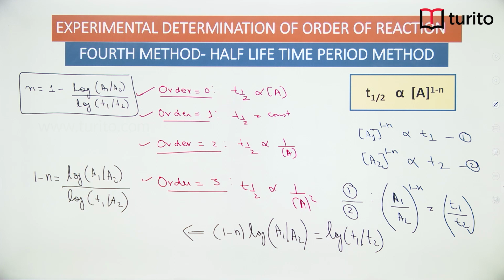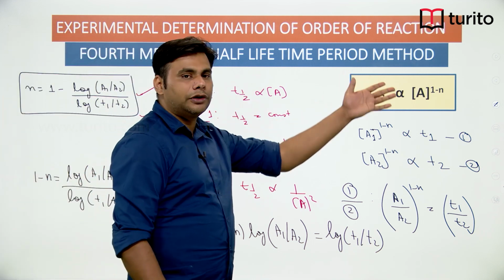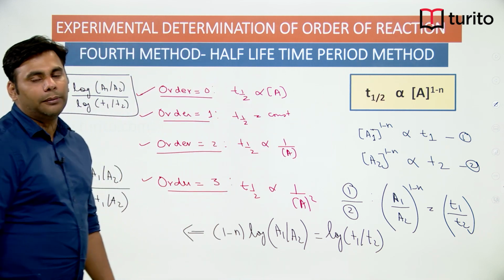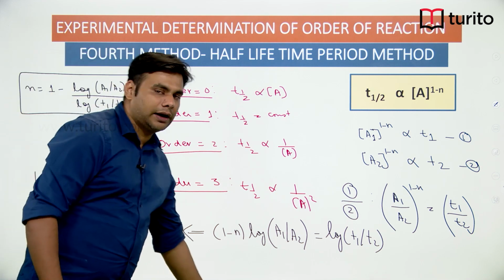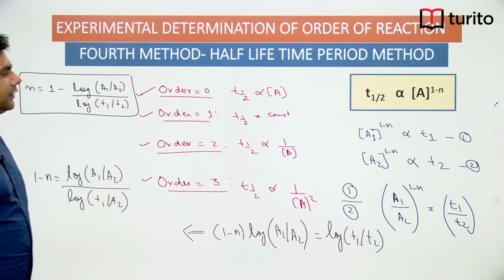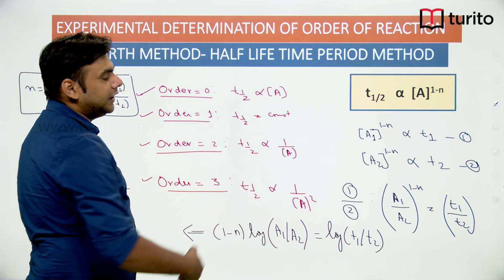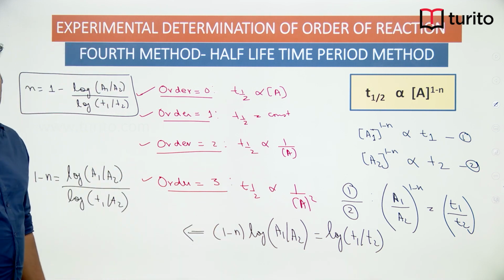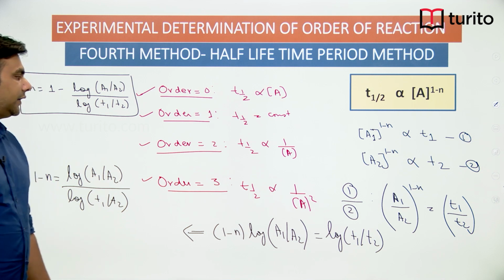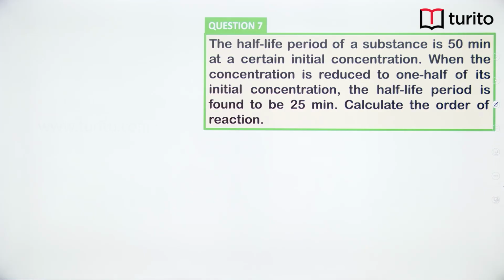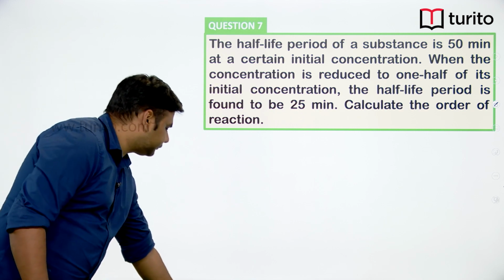So basically you have to remember this: T half is always proportional to concentration raised to power 1 minus n, where n is the order of the reaction. At different concentrations we will get different T half values. On taking the ratio, we can get the value of the order of the reaction. So just try this question.